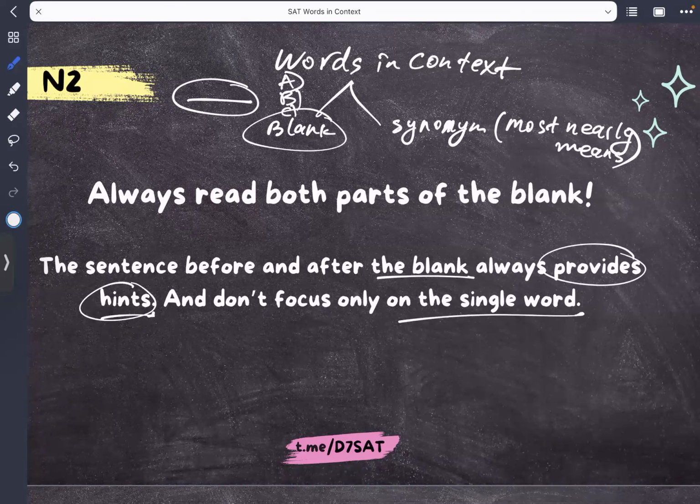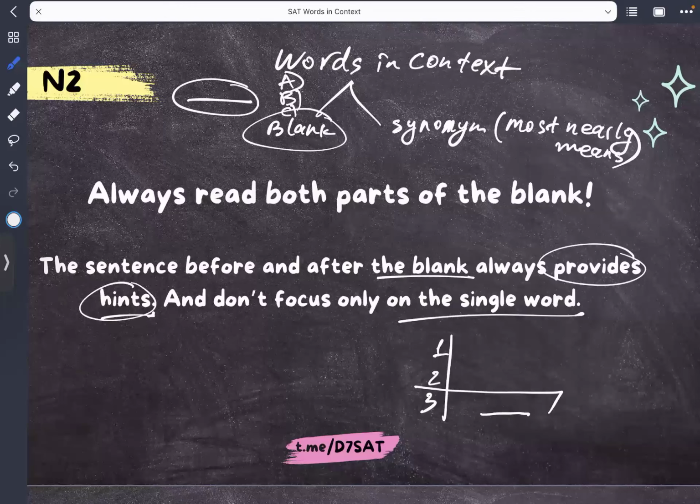Again, sometimes students say that by looking only at the sentence with the blank, imagine in words in context questions we have sentence one, sentence two, sentence three, and the blank part is in the third sentence. Even if the students know the words, they might be making similar mistakes again and again.